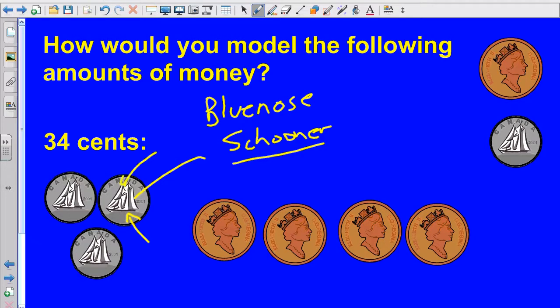Now, I'm not sure if it's still there anymore, but you can look next time you see a 10-cent piece. Does it have a schooner on it? Yeah. Why do you have things on here? Well, because it makes it harder for people to make fake ones.